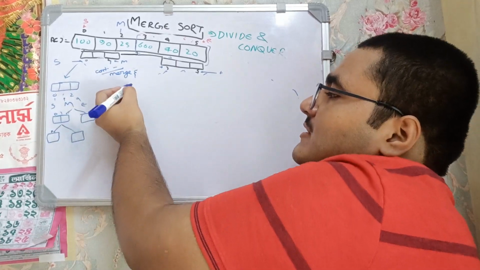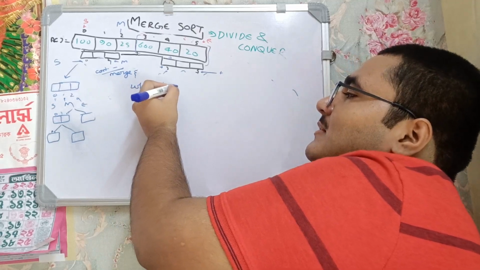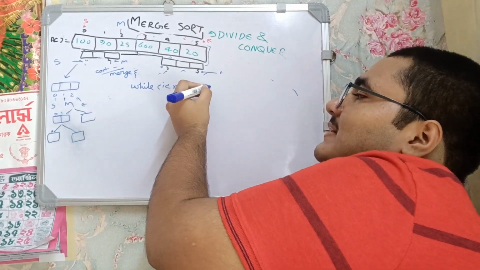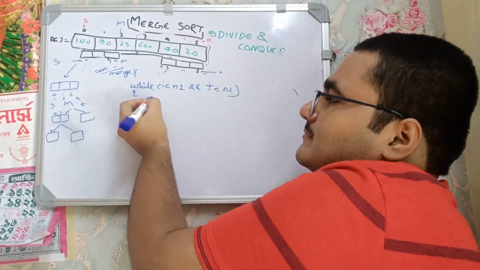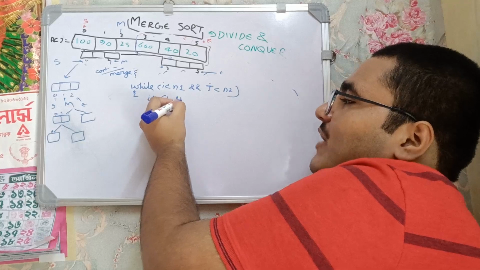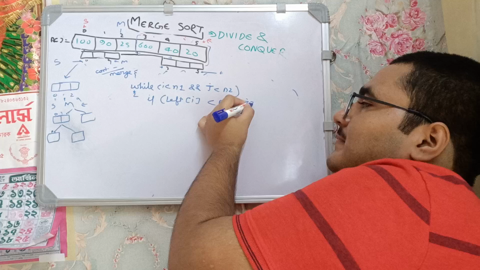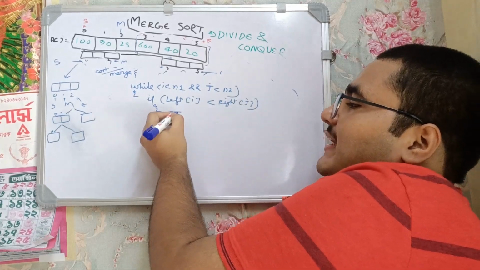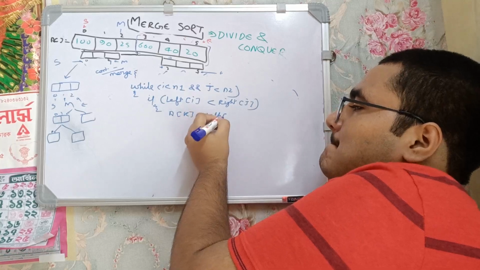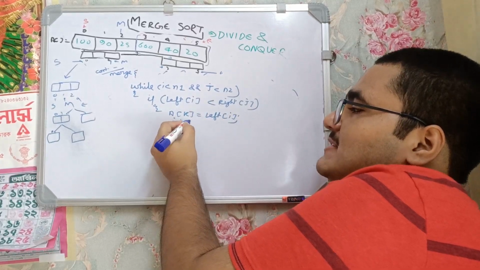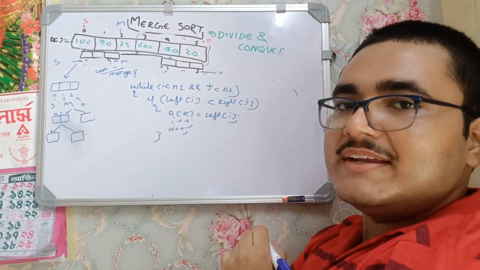In the merge function. So while i less than n1 and j less than n2, opening brace, if left of i is less than right of j, then A of k is equal to left of i plus plus, k plus plus, okay, right?